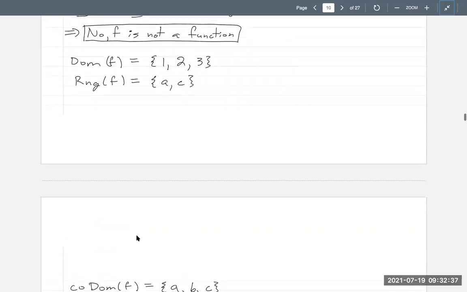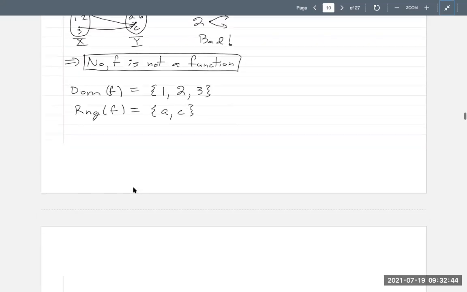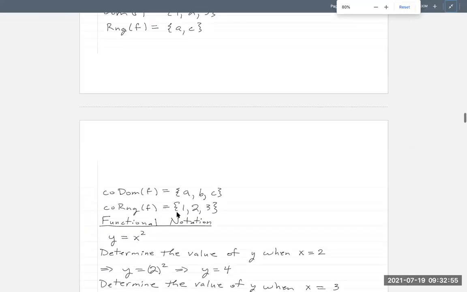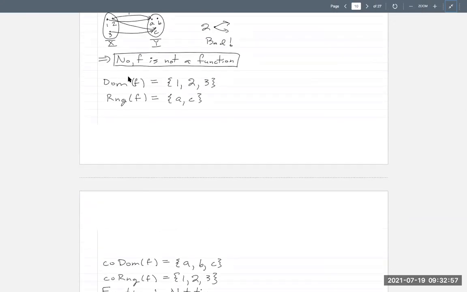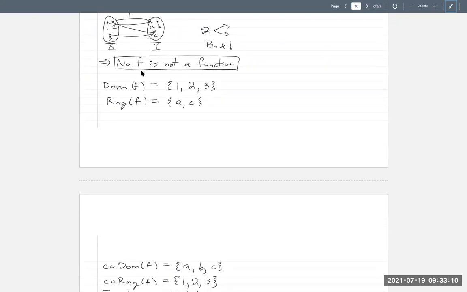The codomain of my function, well, let's see, what's the codomain? Well, it's all this stuff. The codomain is A, B, and C. So the codomain of my function is A, B, C. The corange, well, let's figure out the corange. Well, the corange is 1, 2, 3. So the corange of my function is 1, 2, 3, the same as my domain.